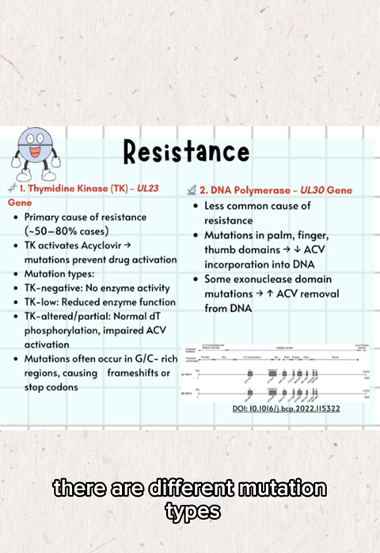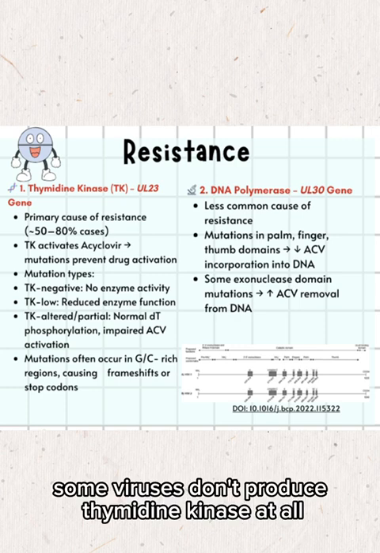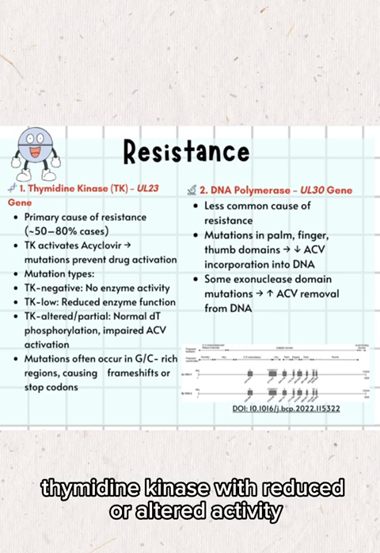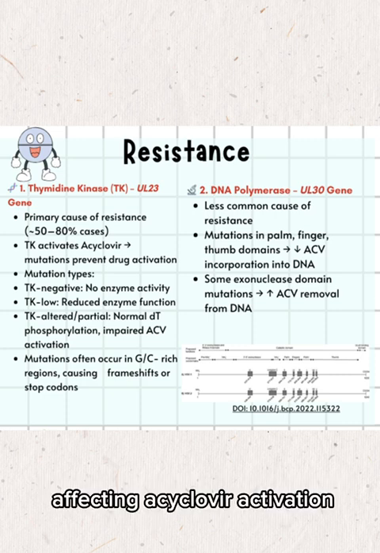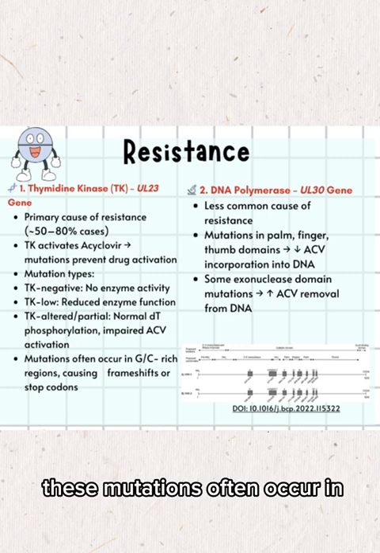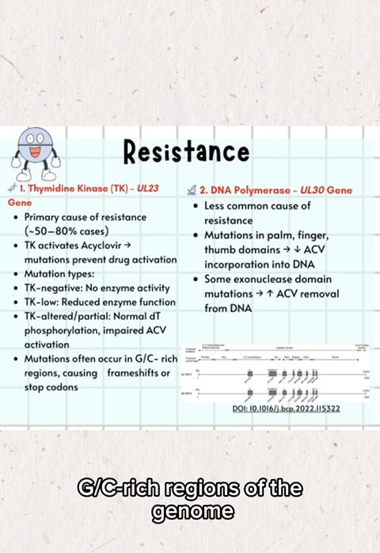There are different mutation types. Some viruses don't produce thymidine kinase at all, and others produce thymidine kinase with reduced or altered activity, affecting Acyclovir activation. These mutations often occur in GC-rich regions of the genome.